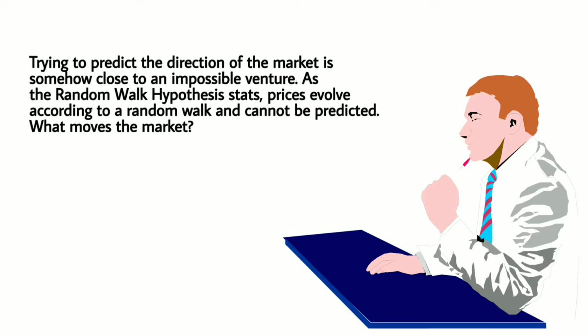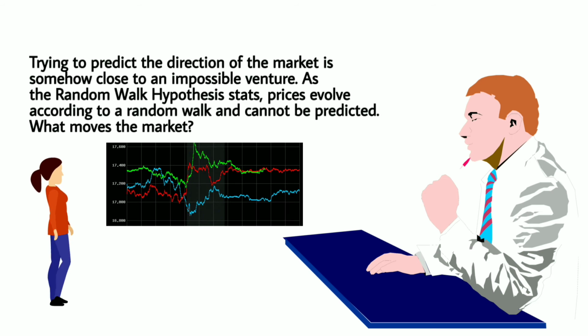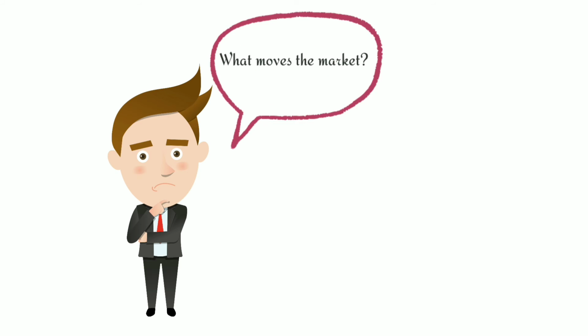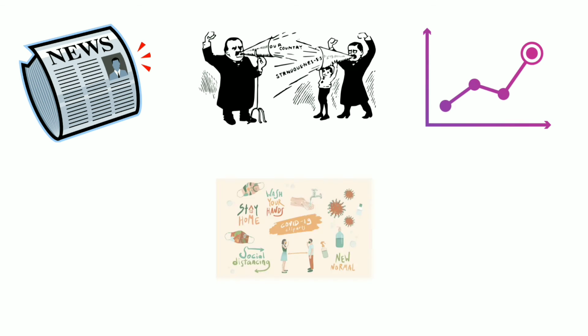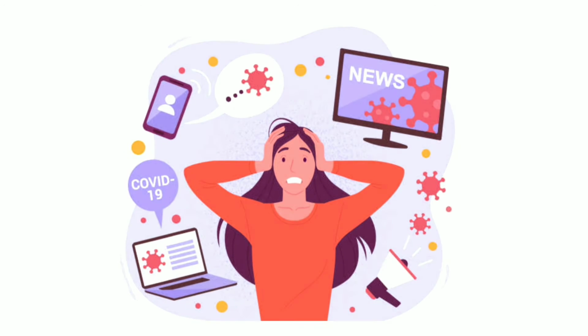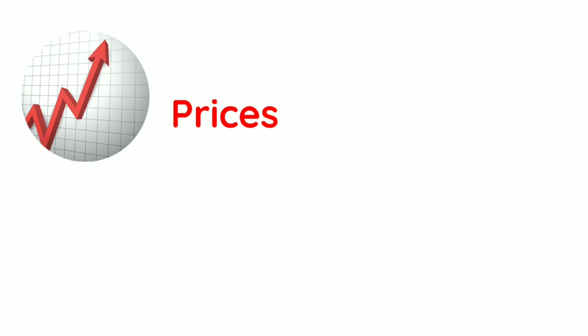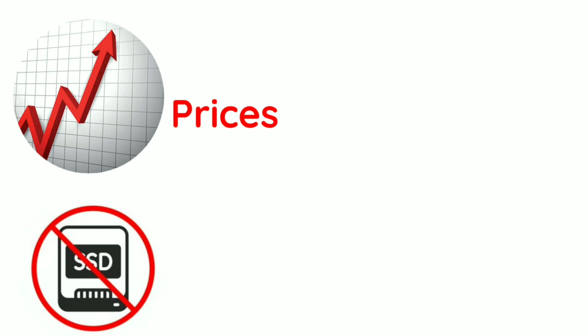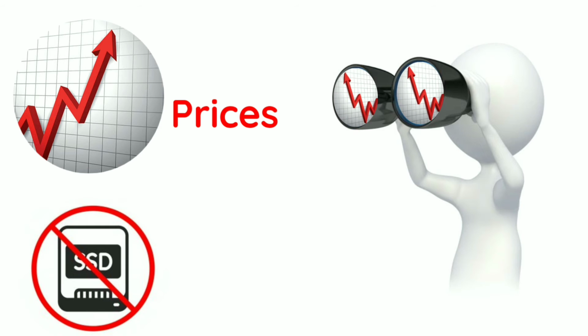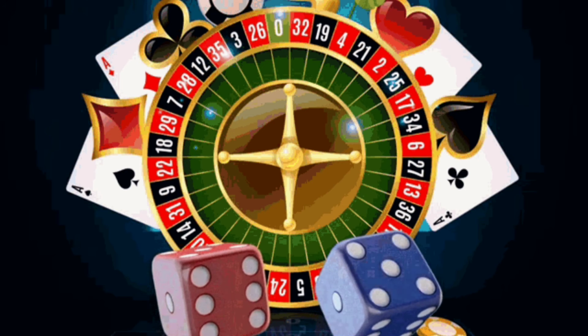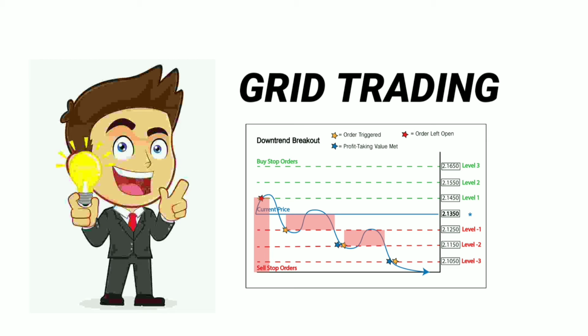Trying to predict the direction of the market is close to an impossible venture. As the random walk hypothesis states, prices evolve according to a random walk and cannot be predicted. What moves the market? News of any kind, related to politics, economics or even a new pandemic, that no one can predict. Traders react to the news, speculating, adjusting their strategies in randomness. Prices have no memory, and they reflect all available information. So, predicting price changes is predicting the future. Then, why are we always gambling to find the right market direction? We may not need to if we use grid trading.